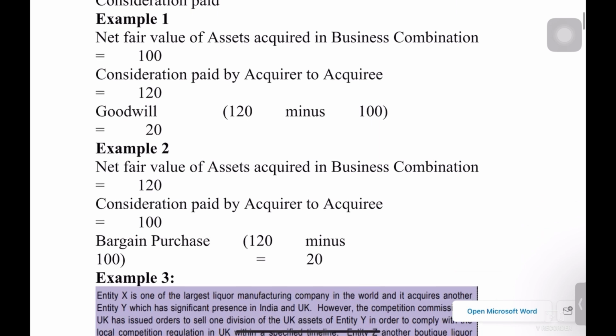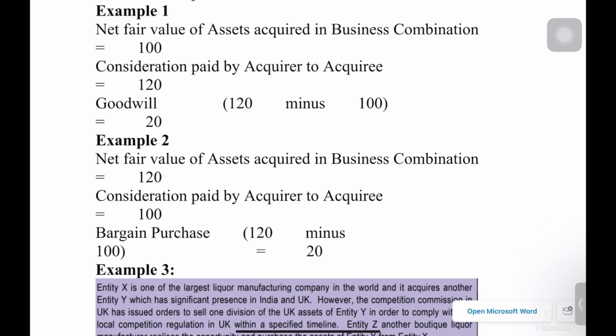So if you see example 1, let's take this example. The net fair value of the assets acquired in the business combination, let's say, is 100, and the consideration paid by the acquirer to the acquiree is 120. So here we have more consideration paid than the fair value taken over as part of the business combination. So there is more consideration paid than the fair value, which means there is a payment towards goodwill.